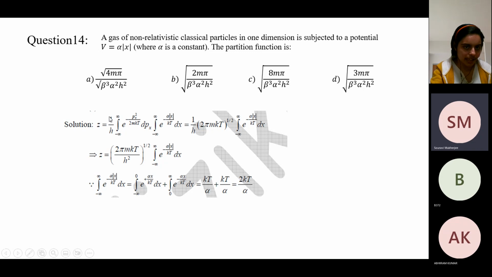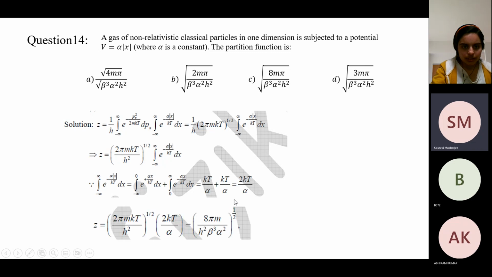Obviously here you have 1 by h because it's in one dimension. Then you separate out the momentum and the position terms, and on solving the integration, this is what you get. If you use this relation, do the integral, and then use this relation here, this is the answer that you get. So these are pretty standard questions where the potential is given and you have to find the corresponding partition functions.